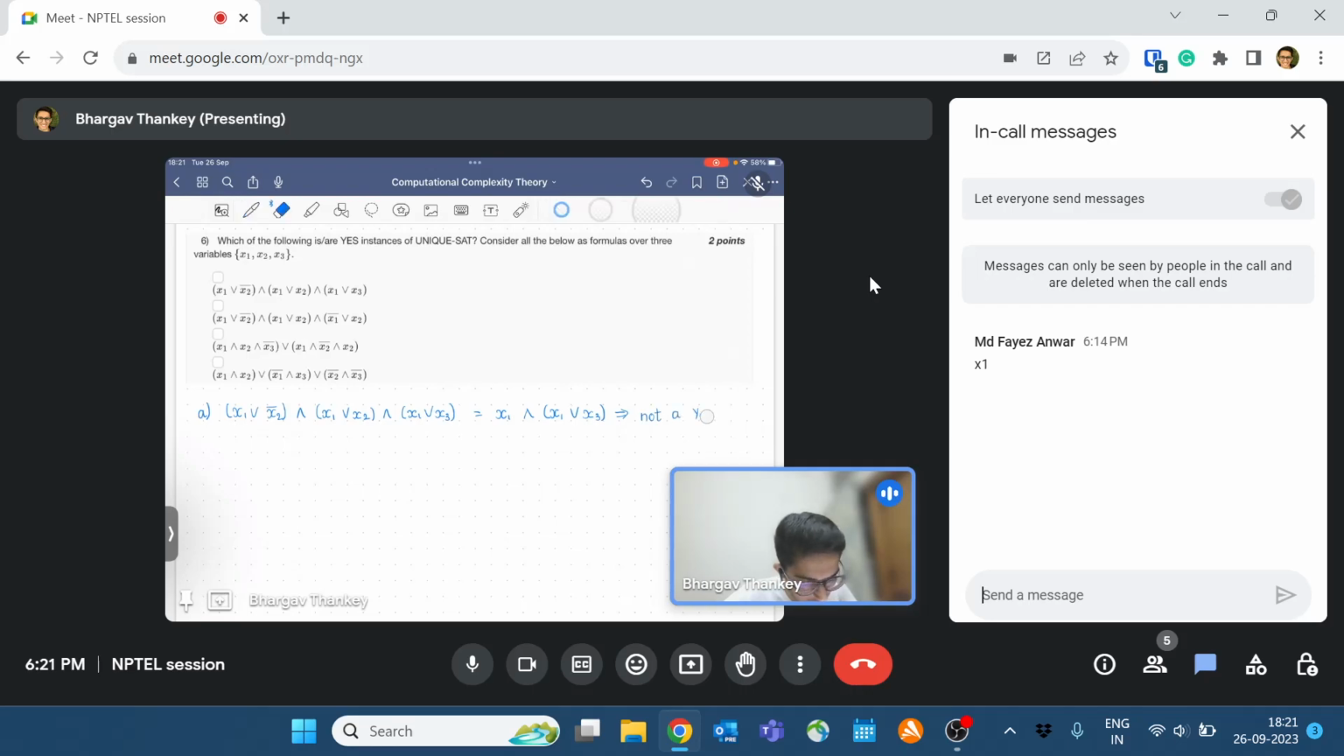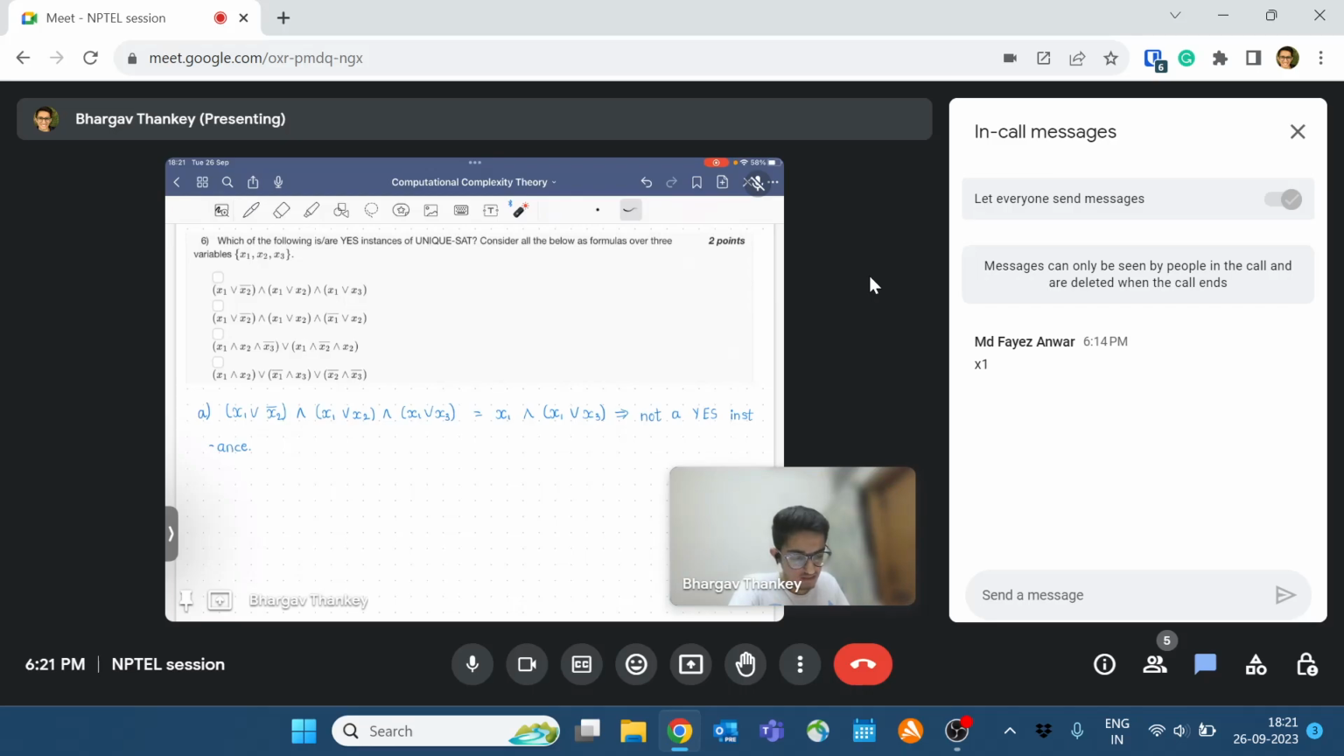Yeah, so can you tell me why? You can immediately say this is not a yes instance. No, no, no. I put the value of x1 as true. So then this entire thing will result in a true value. Yeah. But we are looking at unique set, not set.